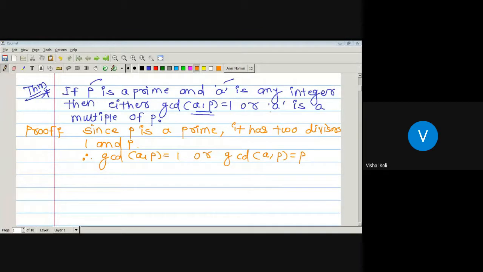So whenever A is relatively prime to P, then its GCD will be 1, and whenever A is a multiple of P, then the greatest common divisor of A and P must be P. Since A is a multiple of P, it means obviously this A is greater than or equal to P. So what is the greatest common divisor?